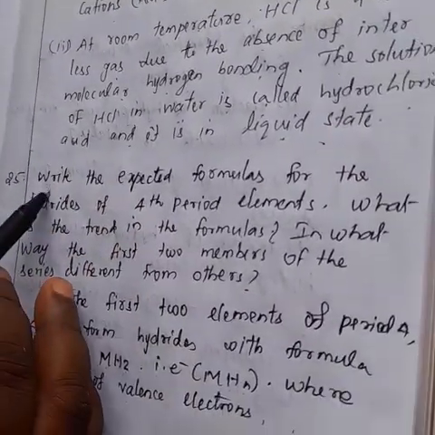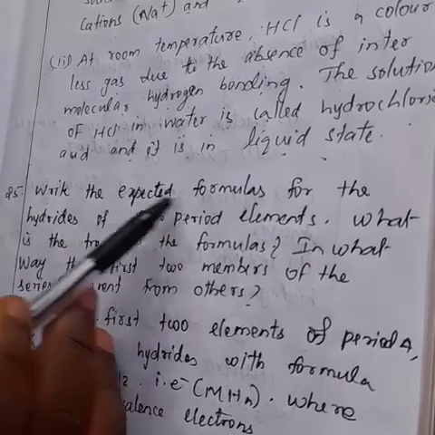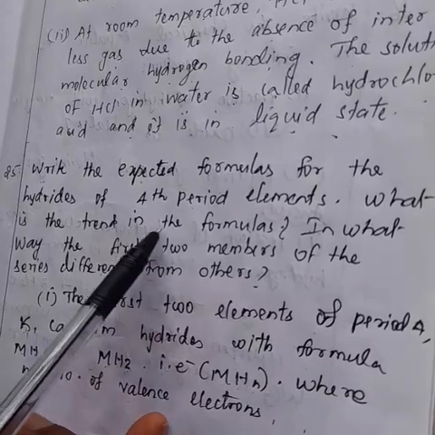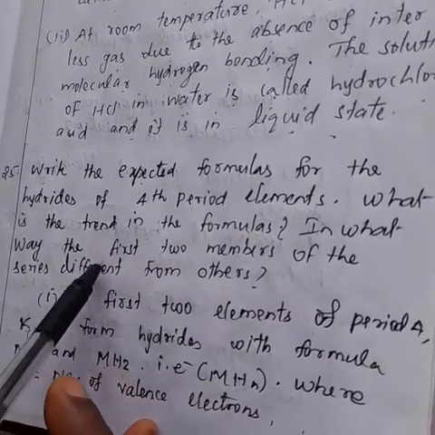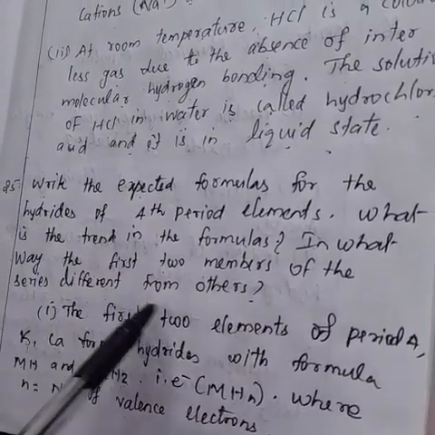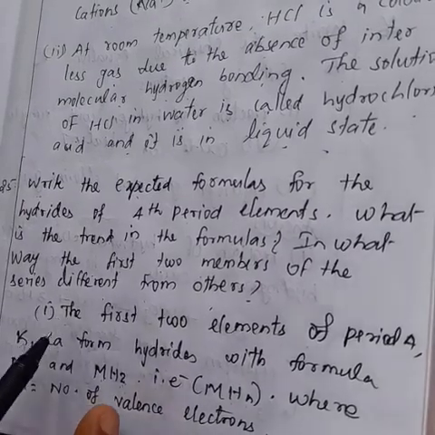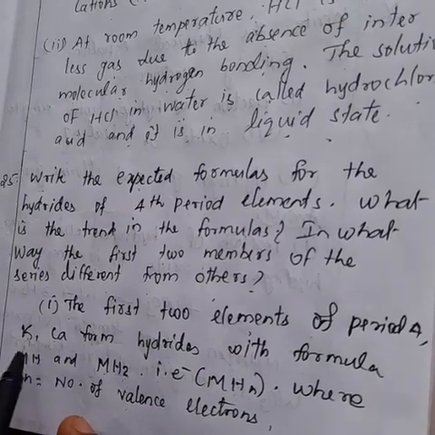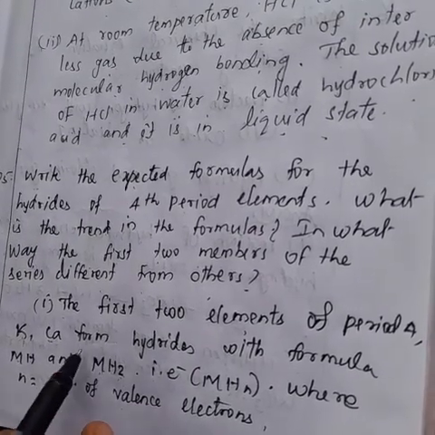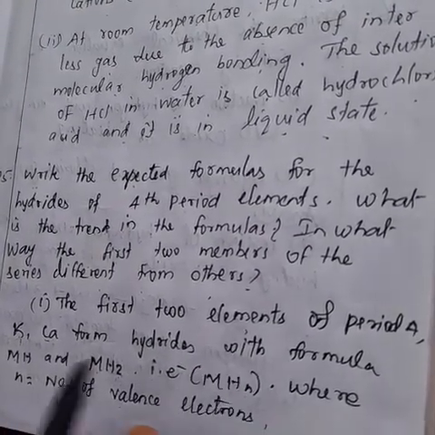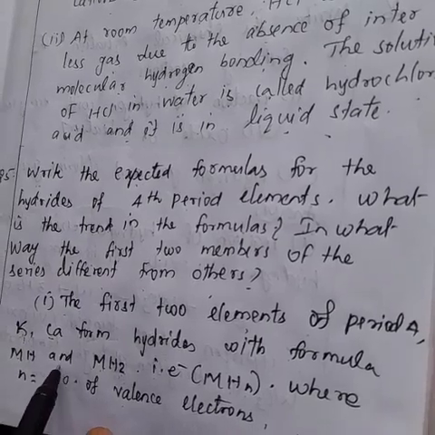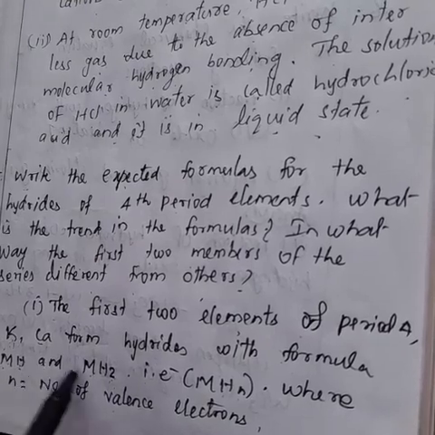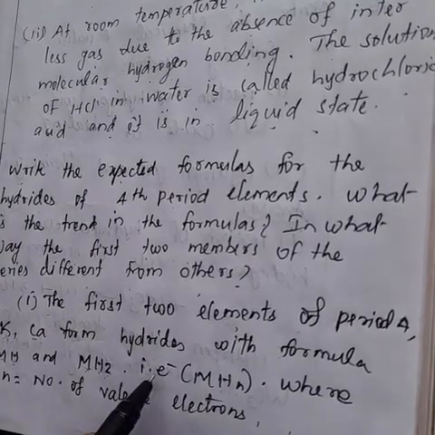And question number 25 also in note. Write the expected formulas for the hydrides of 4th period elements. What is the trend in the formulas? In what way do the first 2 members of the series differ from others? Point number 1, the first 2 elements of period 4, K and Ca, K means potassium, and calcium, form hydrides with the formula MH. MH means metal hydride. K means KH, and MH2, that is calcium hydride, CaH2.